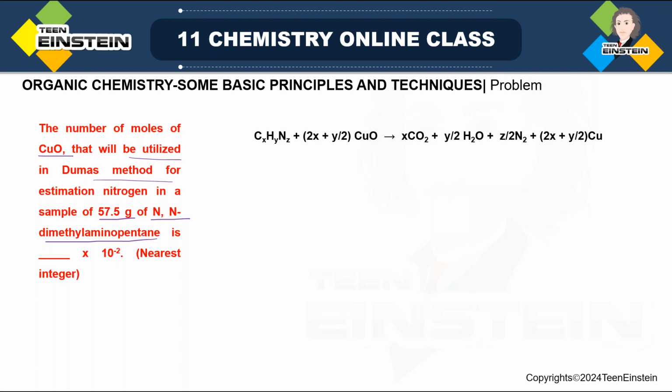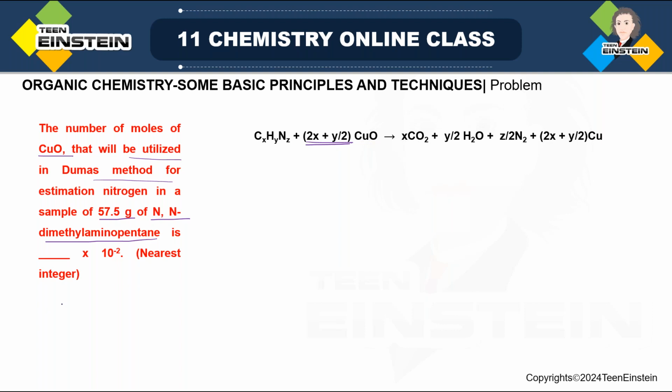So what do you have to do? You will first draw the structure. From the structure, you can calculate the total number of carbon, hydrogen, and nitrogen. Once you know this, you will get the values of X, Y, Z. And if you know X, Y, Z, you can easily calculate the number of moles of CuO that will be utilized. Okay. So first we will draw the molecule.